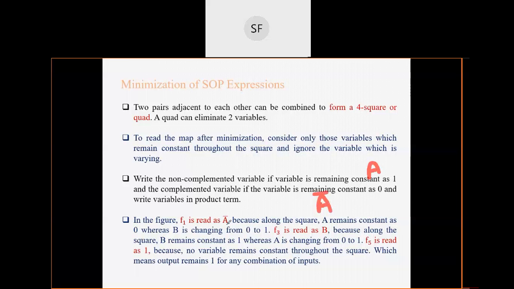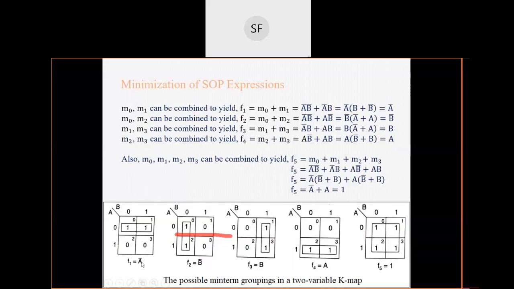In the figure, f1 is read as a bar because along the square, a remains constant as 0, whereas b is changing from 0 to 1. You can observe this in f1. Let me go to the earlier one. So this is your f1. Here a is remaining constant as 0, whereas b is varying from 0 to 1. Hence this can be read as a bar, f1 equals a bar.